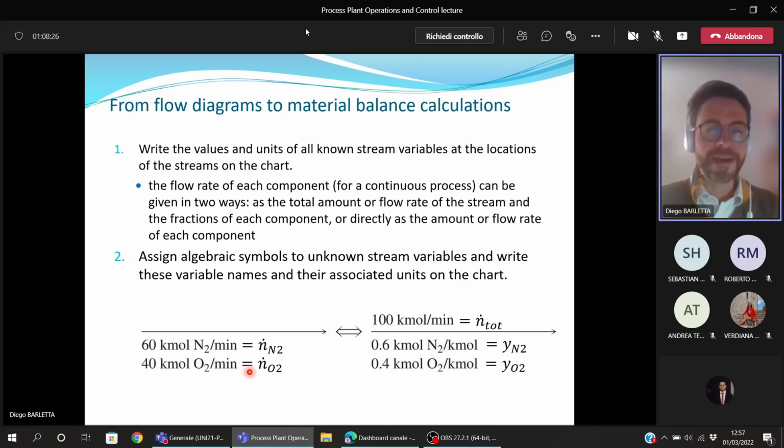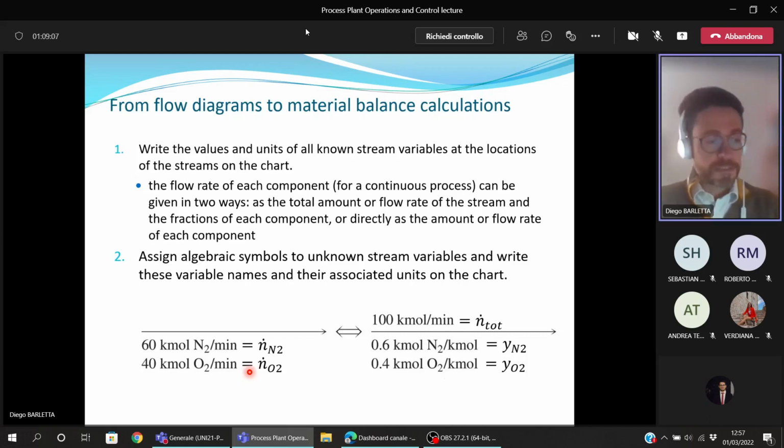So on the whole, if we then add also the temperature and the pressure, the minimum set of information that we need to specify a material stream is C plus 2, as I said yesterday, where C is the number of components. Here we don't have pressure and temperature, but we have only the information relevant to the components.